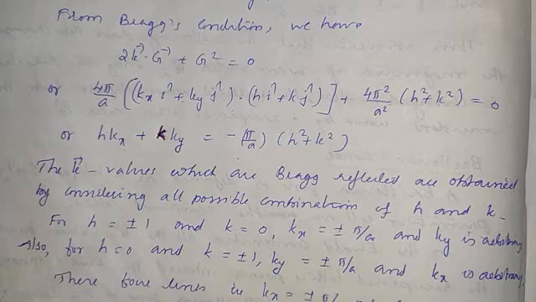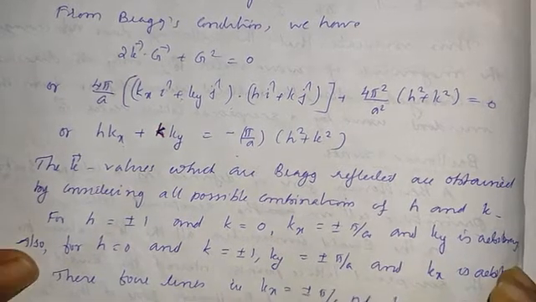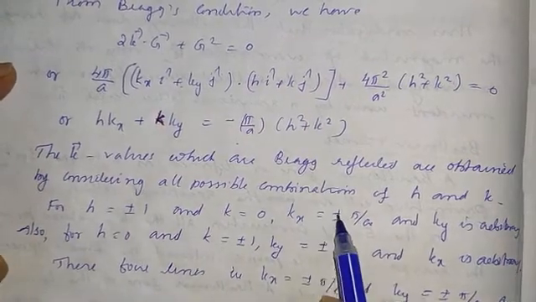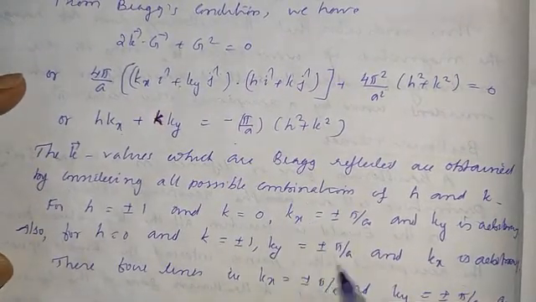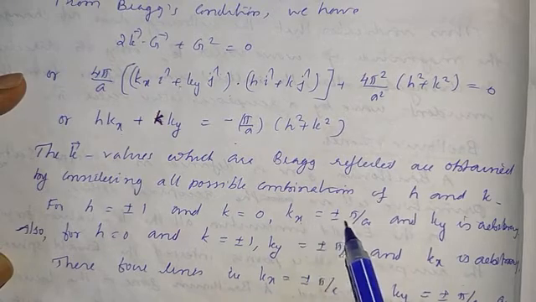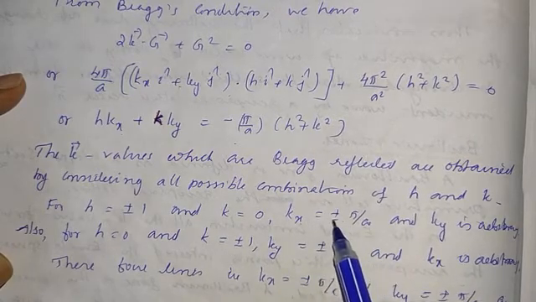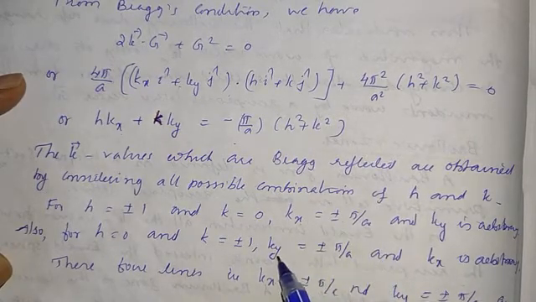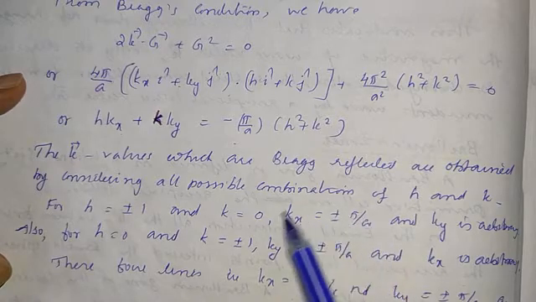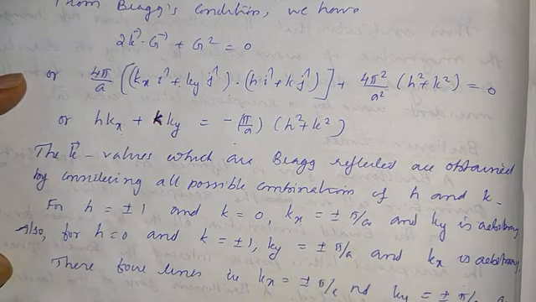So the four lines, that is kx is equal to plus or minus pi by a. So we have got four equations: kx is equal to plus pi by a and minus pi by a, and ky is equal to plus pi by a and minus pi by a. So four equations corresponding to this kx and ky.